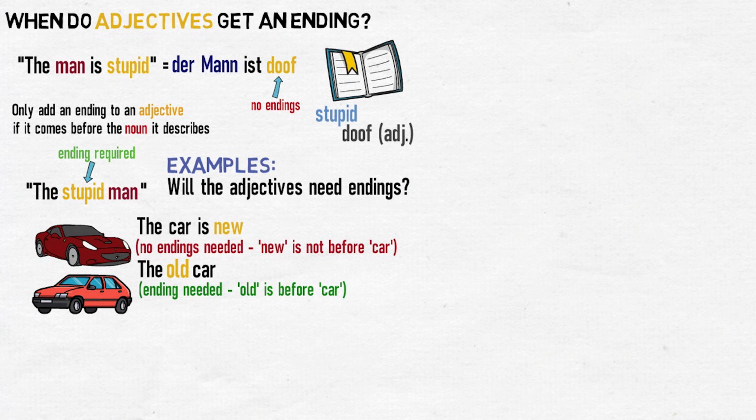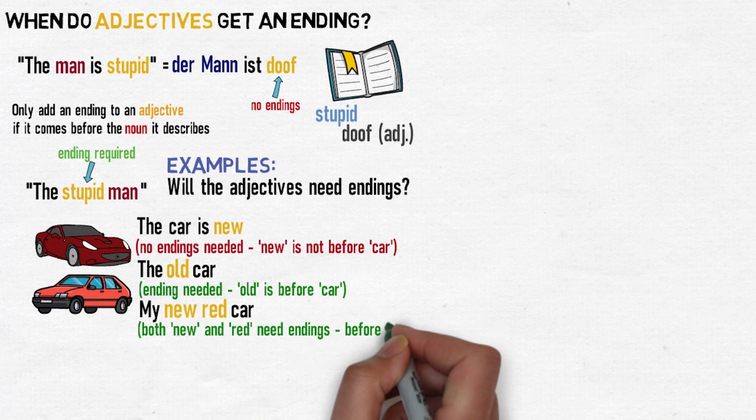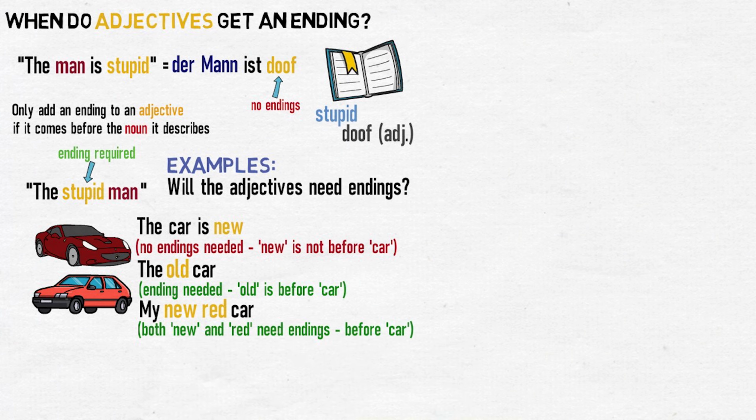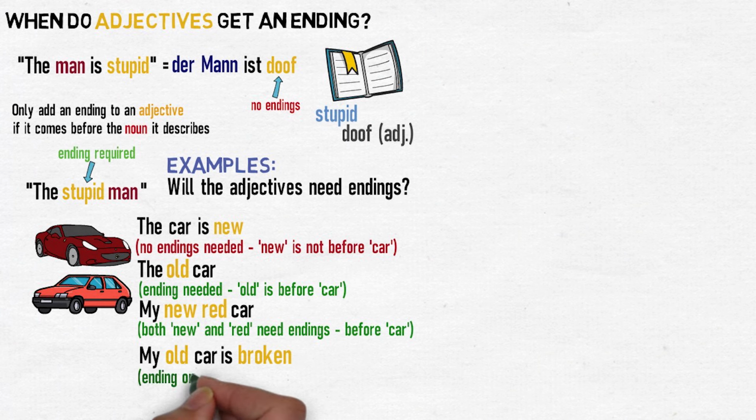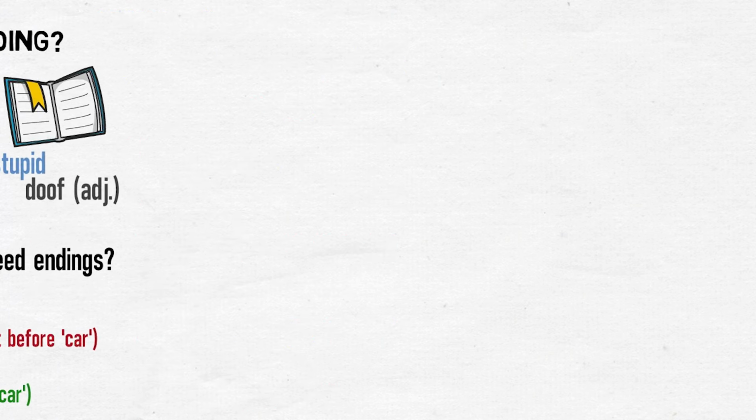Now think about this example, which has 2 adjectives. My new red car. Both new and red would need adjective endings, as both come before the noun, car, that they are describing. The final example with 2 adjectives, my old car is broken. The adjective old would need an adjective ending, as it's immediately before the noun it's describing, car, but broken would not need an adjective ending. Hopefully, this will make sense. But if not, I will discuss some more examples at the end of this video to demonstrate how these sentences would be formed in German.